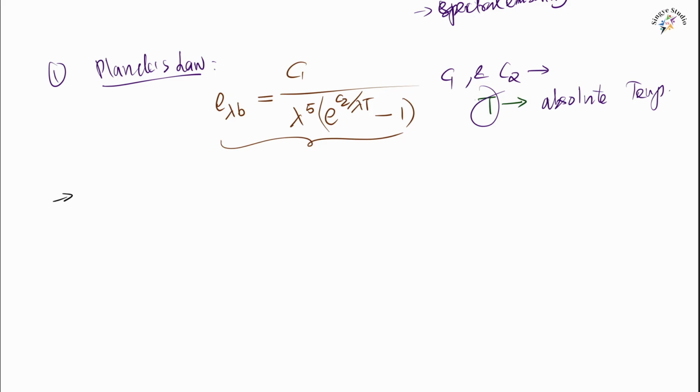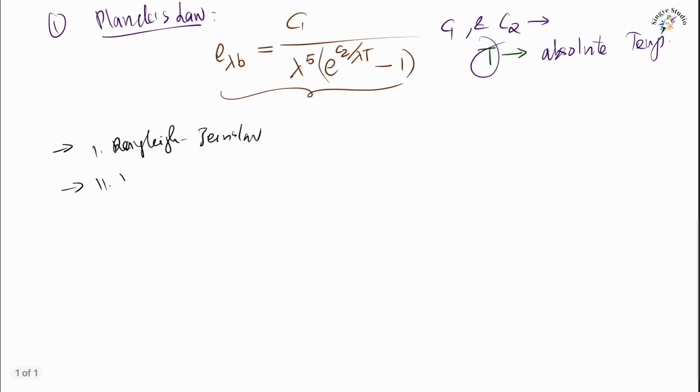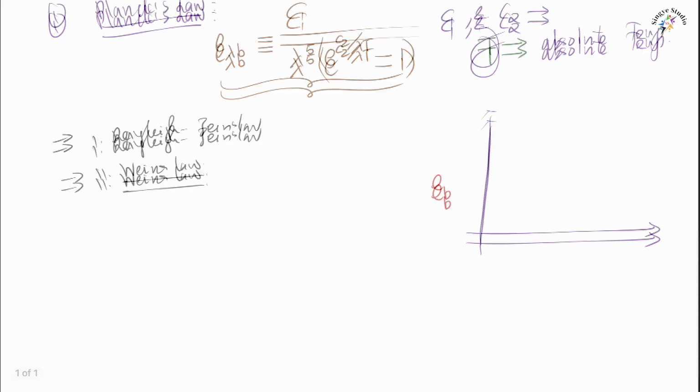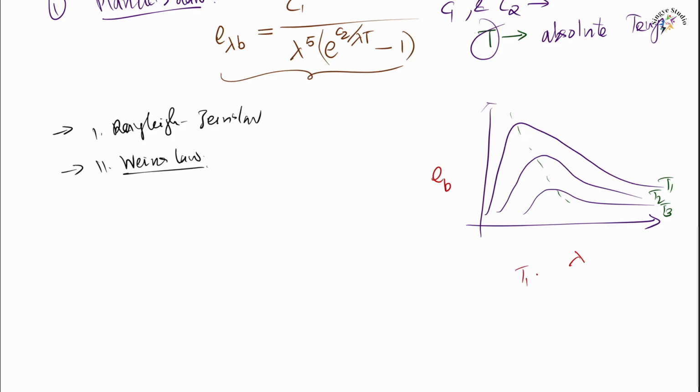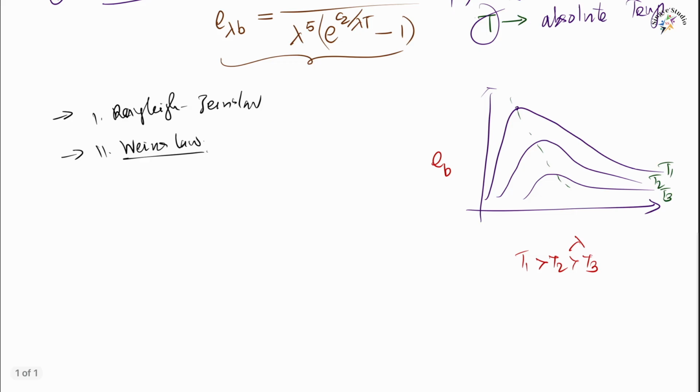Then we have used this equation to find the two extreme values. It has given one, Rayleigh-Jeans law, and it also has given rise to Wien's law. Wien's law: William Wien found in experiment that the emissive power of the black body with respect to lambda, at isothermal temperatures, gives curves like this, T1, T2 and T3, where T1 is greater than T2, which is greater than T3.